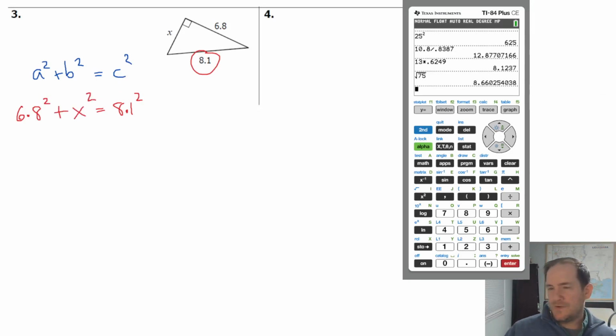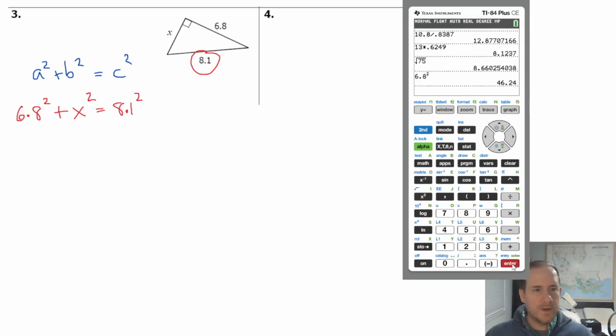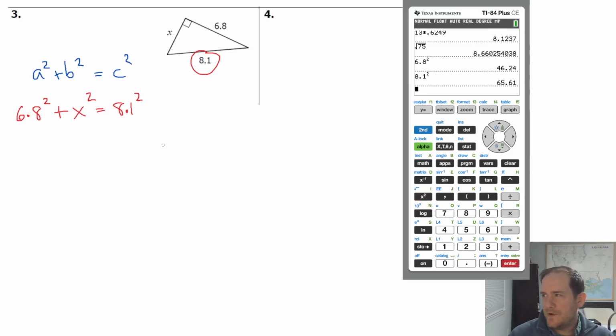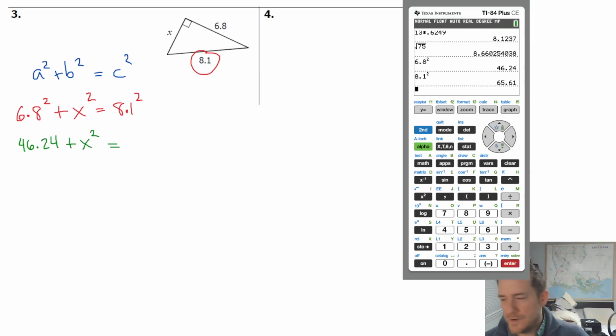And that's it. We're going to solve by squaring these numbers and subtracting. So where am I? Where's my calculator? Here it is. I've got to know what 6.8 squared is. So you can see we're getting 46.24. I've got to know what 8.1 squared is. And it's 65.61. So if we keep on going, 46.24 plus x squared equals 65.61.